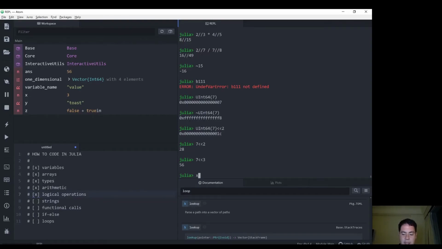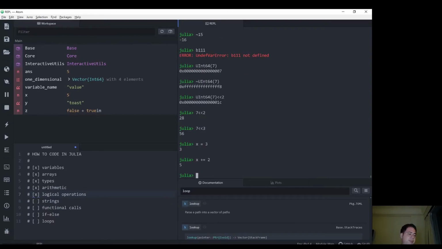So x equals 3. x plus equals 2, this will give us 5. It just adds on 2 to x. And the same can be used for the other mathematical operators. For example, x equals 9, x mod equals 3 gives us 0. So it takes the modulus and applies it to x. So 9 mod 3, apply that to x, and it becomes 0.